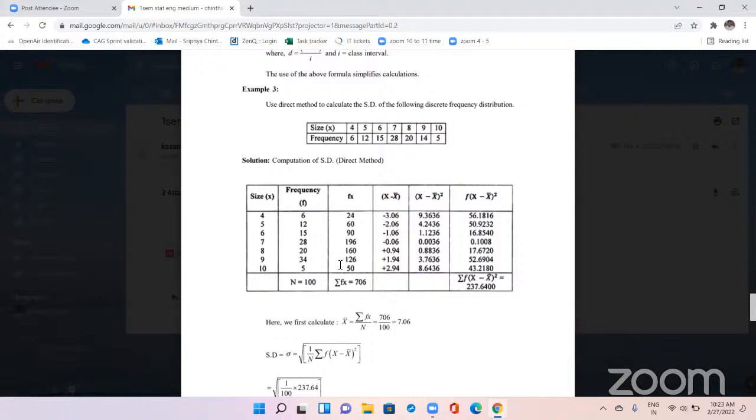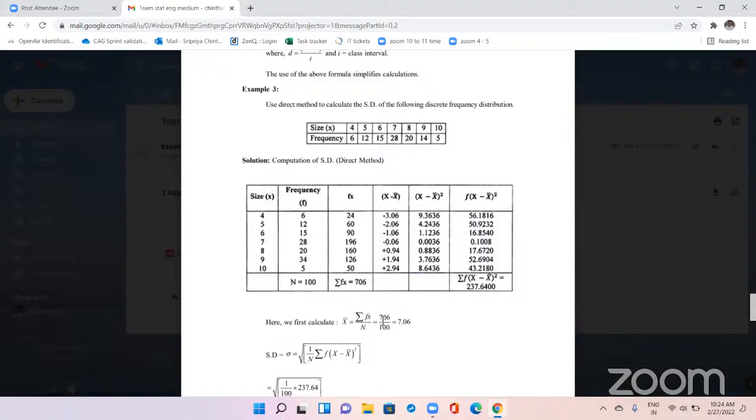After completion of these 3 columns, we first calculate x bar, which is 1 by n sigma f into x. So sigma fx is 706, divided by n equal to 100, that is 7.06. Clear? Now coming to x minus x bar whole square, that is 4 minus 7.06.